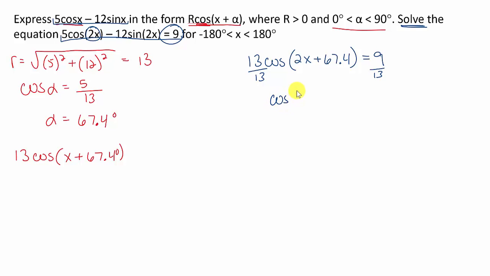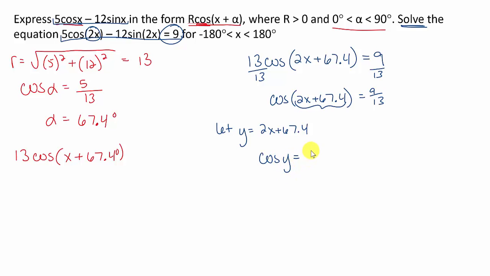So I'm going to have cosine of 2x plus 67.4 equals 9 over 13. Now, I'm going to choose to let this equal a different variable so that I can work with this and then go back at the end. So I'm going to say let y equal 2x plus 67.4, which then allows me to solve cosine of y equals 9 over 13, which you're more familiar with.